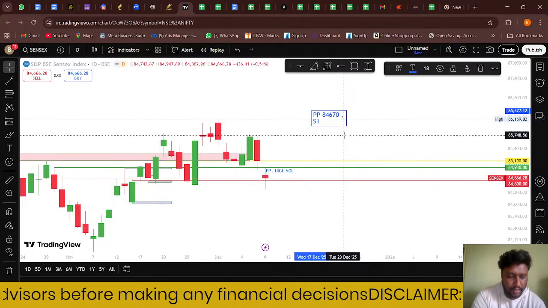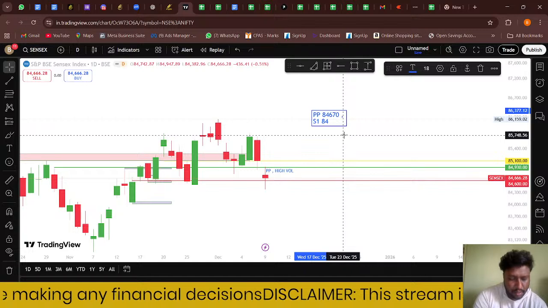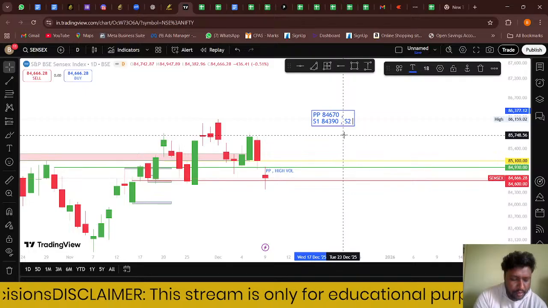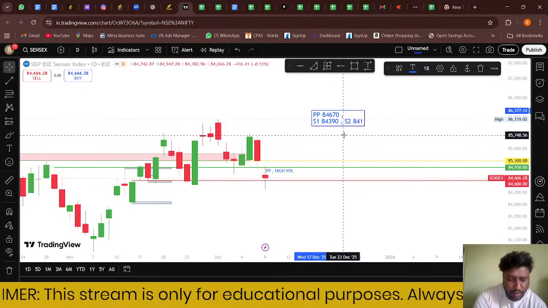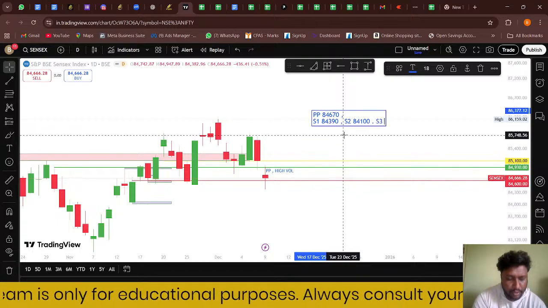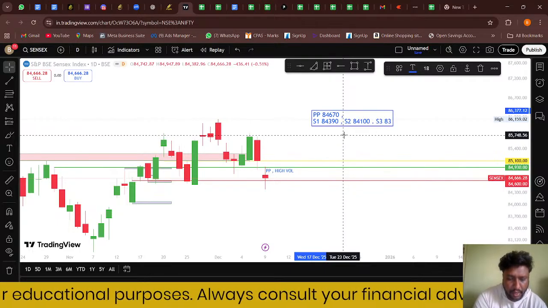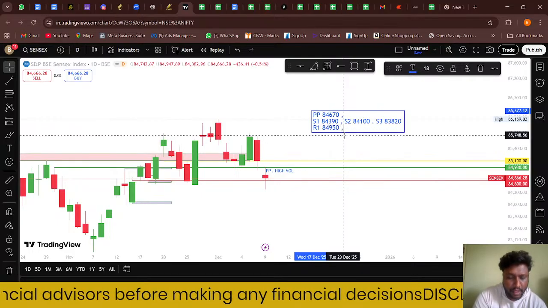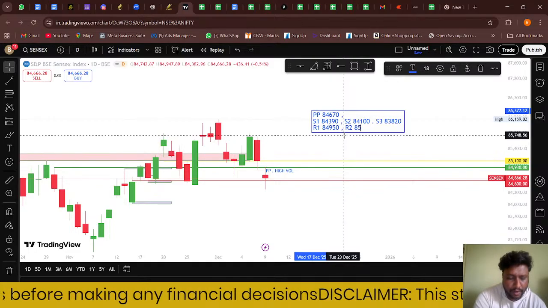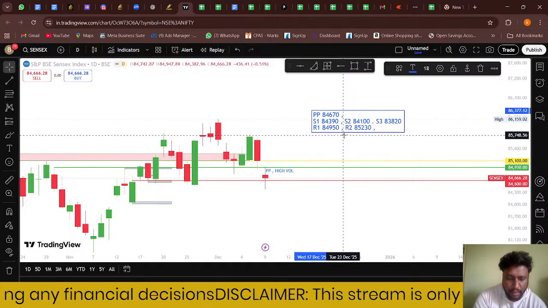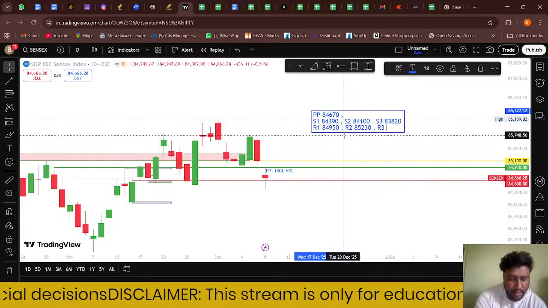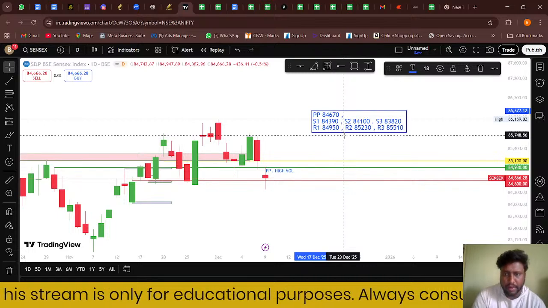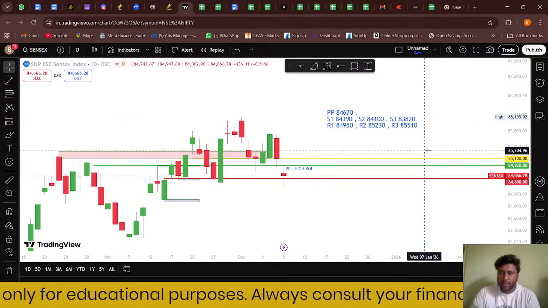And support 1 lies at 84,390. This is where the first support is, and support 2 lies at 84,100, and support 3 lies at 83,820. Resistance 1 lies at 84,950, and resistance 2 lies at 85,230, and resistance 3 lies at 85,510. So these are the three levels with respect to Sensex.